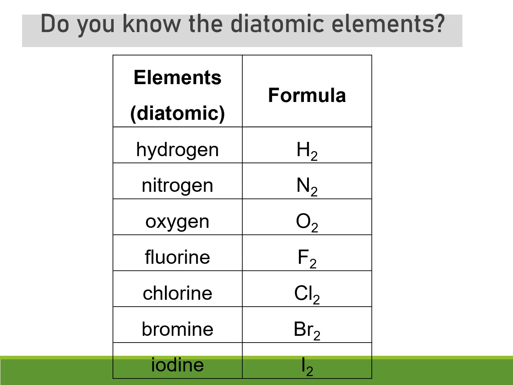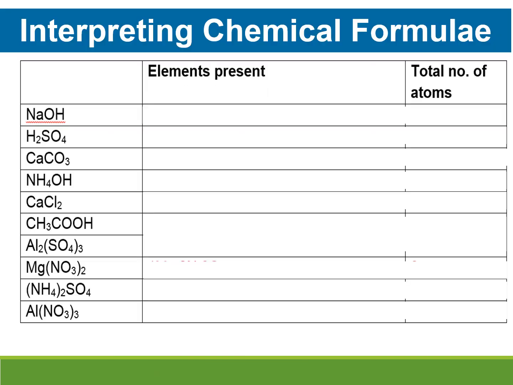There are 7 in all. You've already met 4 of these: hydrogen, nitrogen, oxygen, and chlorine in Topic 2, which was bonding. There is a quick rhyme to help you remember the 7 diatomic elements, and that helps our needy class find grains immediately. So let's interpret chemical formulae.